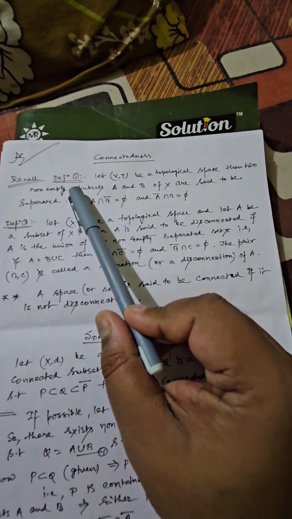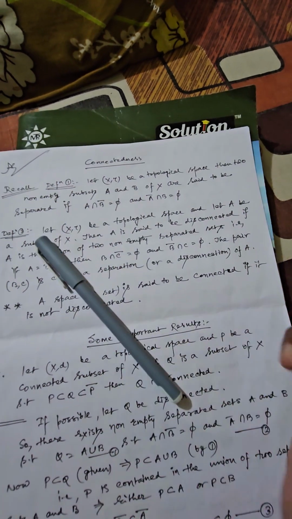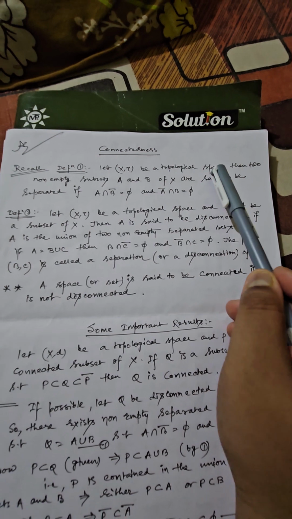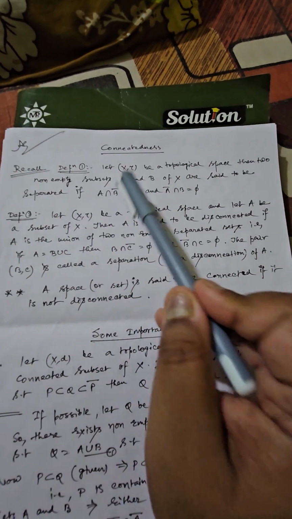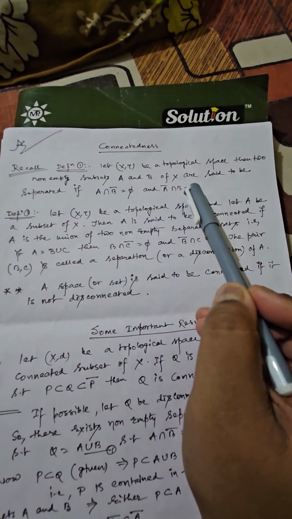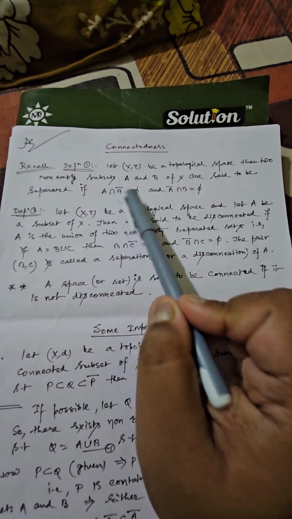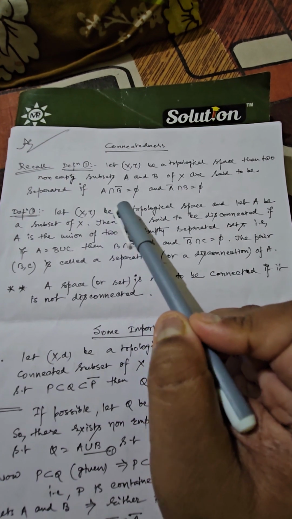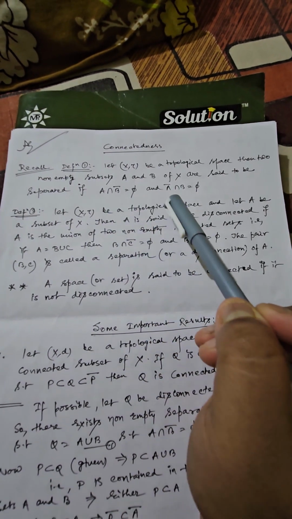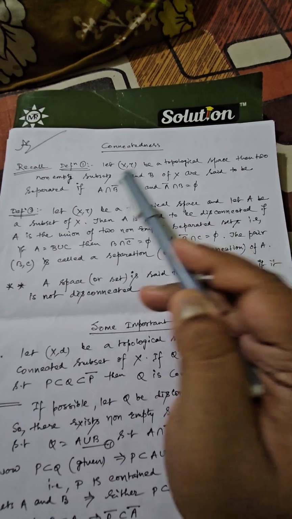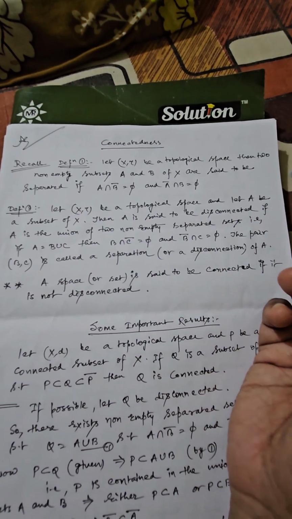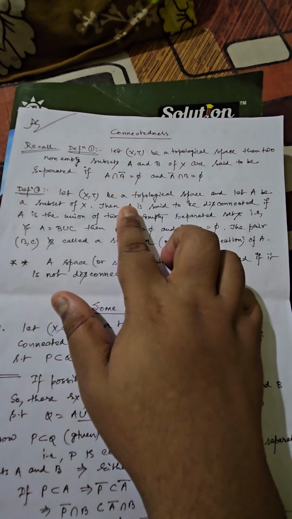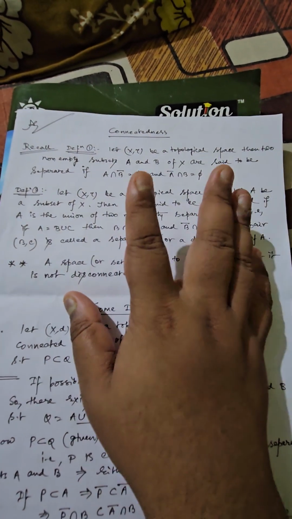In definition 1 I have written the meaning of separated set. You can consider any topological space (X, tau), then you can consider two non-empty subsets A and B of X. They are said to be separated with respect to each other if they satisfy this condition: A intersection B bar is equal to phi as well as A bar intersection B is equal to phi. Now we all know A bar or B bar simply represents the closure of A and B respectively. So this is the basic criterion whenever you can say two sets are separated.